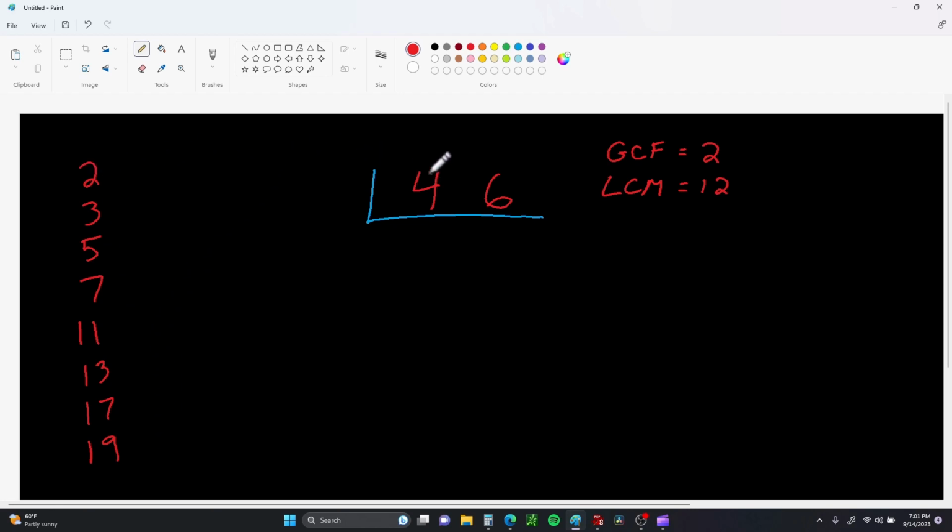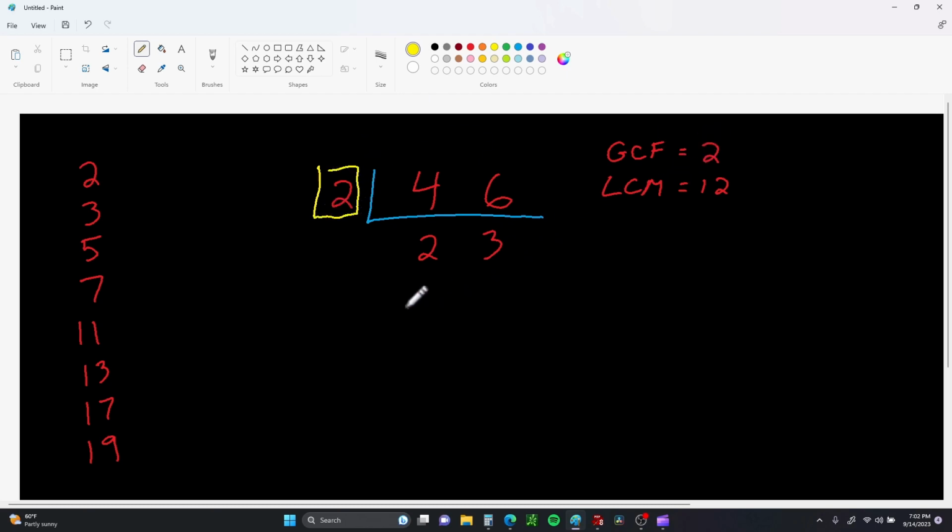And then in order to find out if a number's evenly divisible by 2, there are divisibility rules. These two numbers are both even, so they are divisible by 2. So I put a 2 here, and then I'm doing division. 4 divided by 2 is 2, and 6 divided by 2 is 3. We're actually done with this one. The side number over here, that is the GCF, and we can see the GCF is 2.